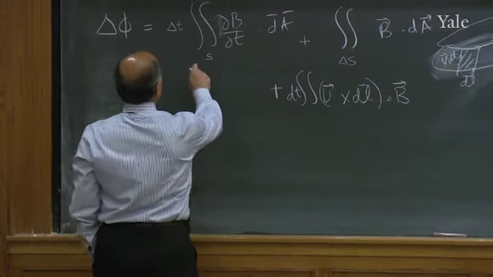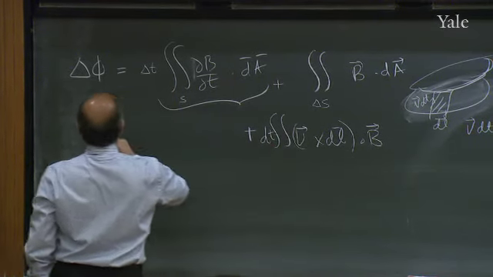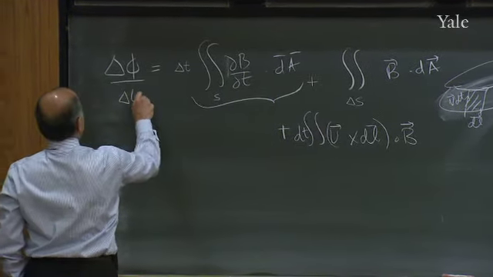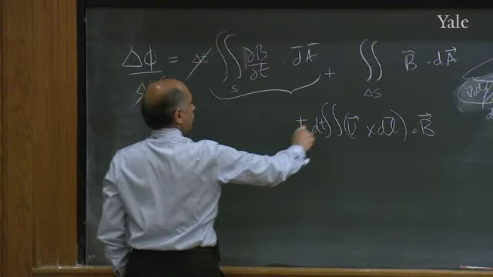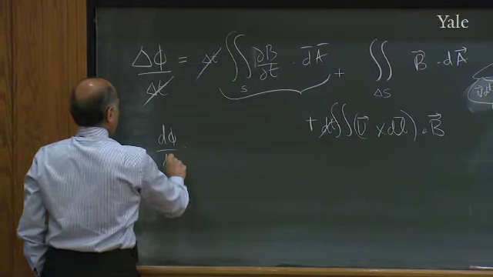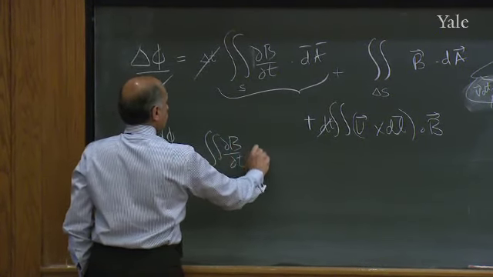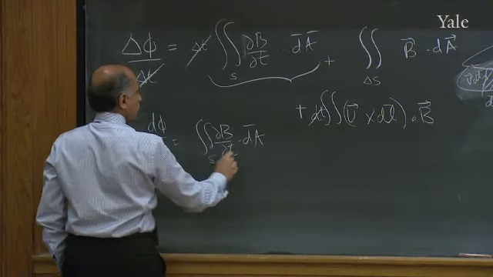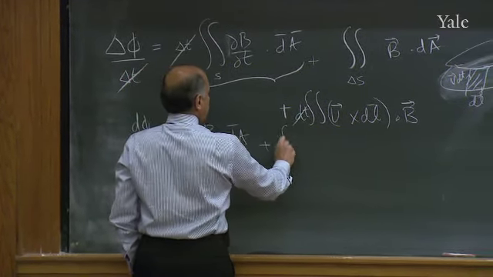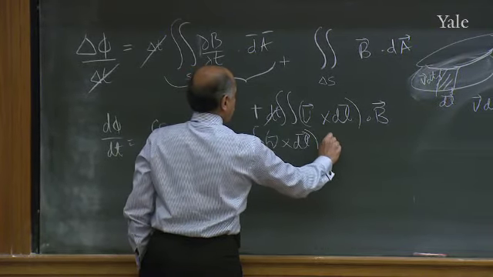So I'm not going to touch this expression. I'm going to fiddle with this for a while. Cancel dt everywhere if you like. Divide by dt. Forget that and forget that. Then I get dΦ/dt is equal to ∂B/∂t dot dA on the surface plus the line integral of v cross dl dot B.